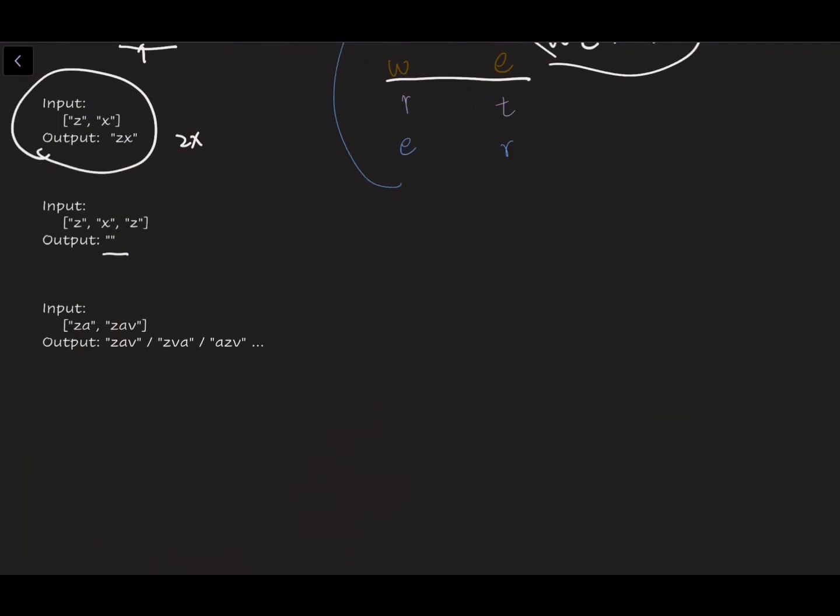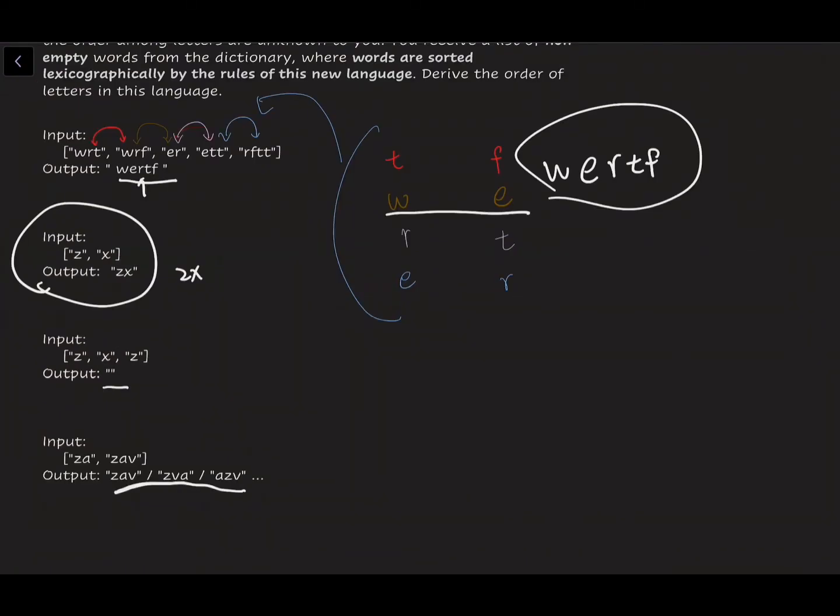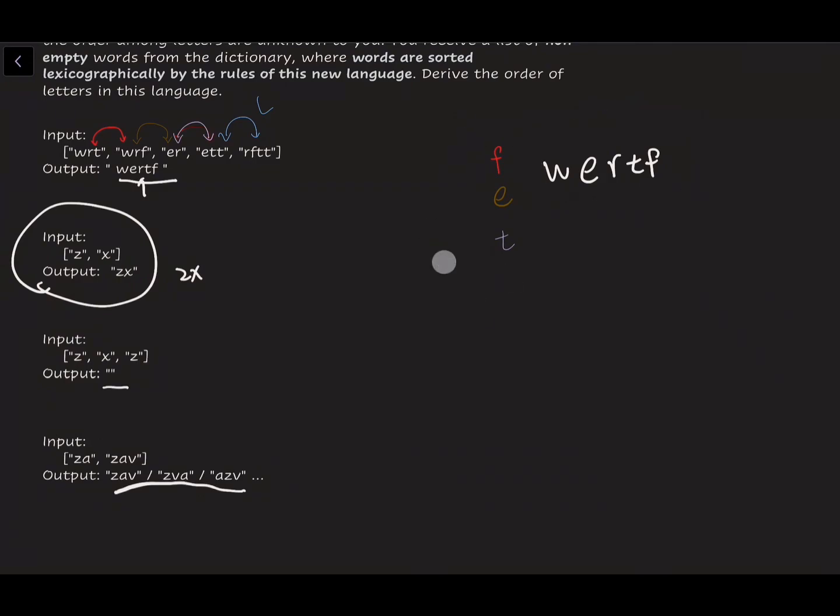And the last one is a very interesting one, because we can't really get any information from this array of words. We have ZA and ZAV, and the first part of the second word is the same as the first word. So we don't really get any other information. And we can just output any order of the three letters, and it's a valid solution. Understand the question now, and we can go into more detail about the solution.